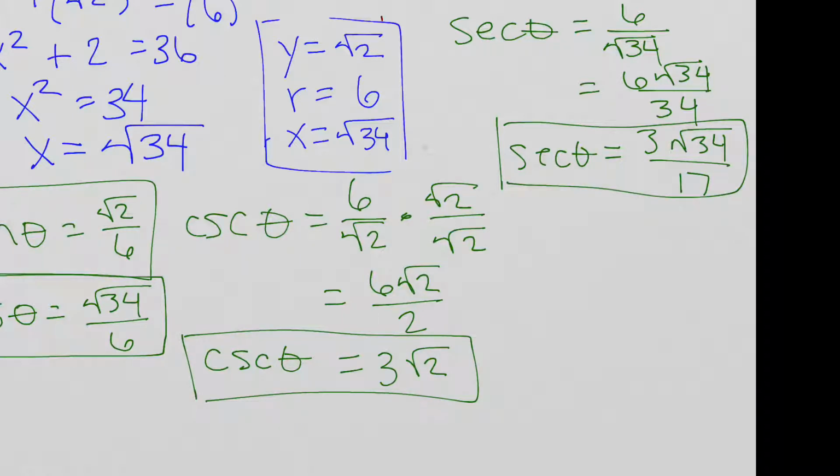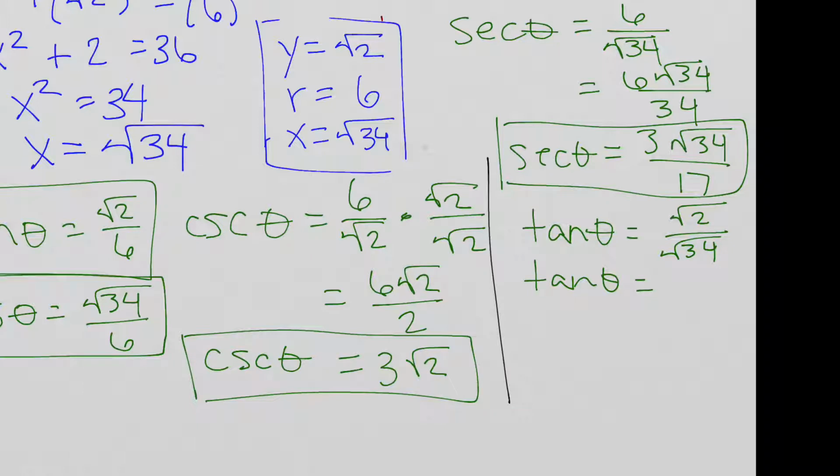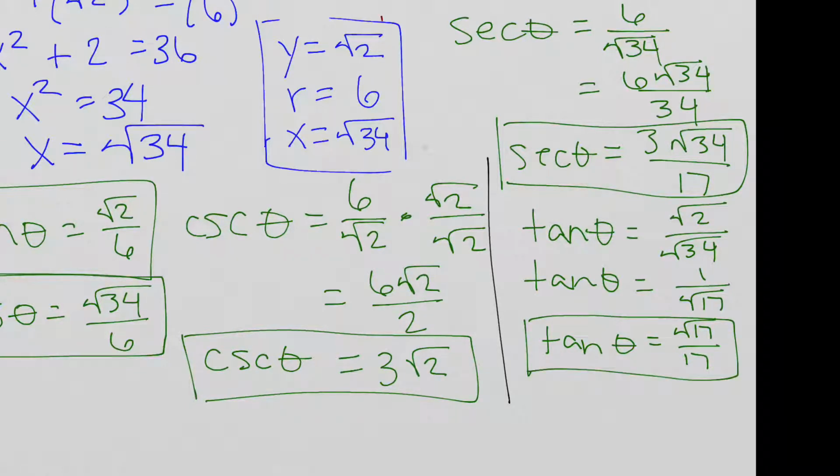Now we'll look at tangent theta and cotangent theta. Looking at tangent of theta, tangent of theta is going to be y over x, so square root 2 over square root 34. This will simplify. We can divide it out since they're both under a square root, giving 1 over square root 17. So tangent of theta is equal to square root 17 over 17, after we rationalize the denominator.